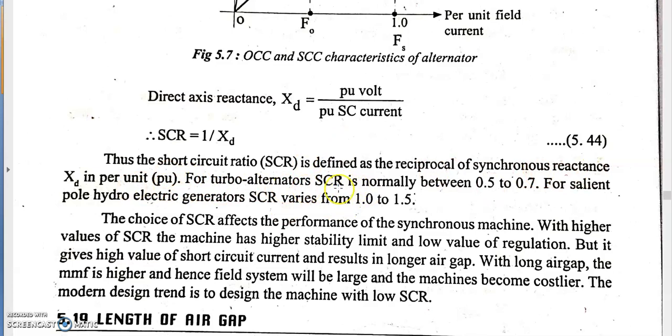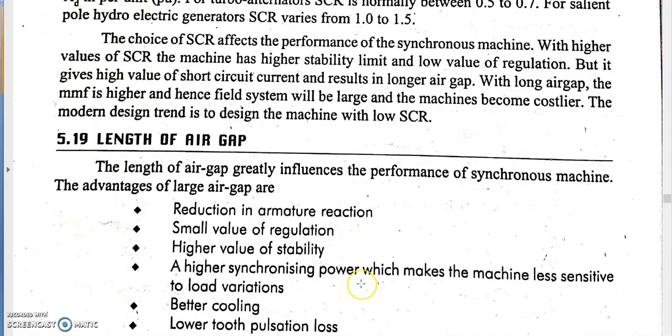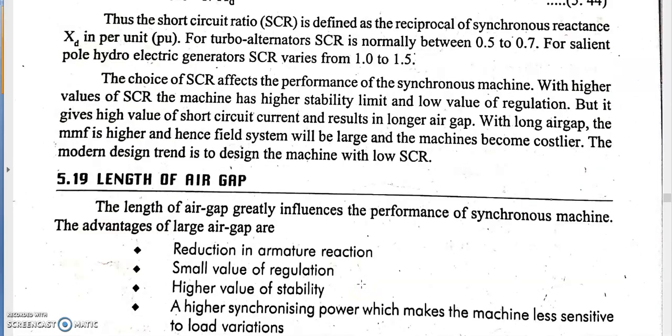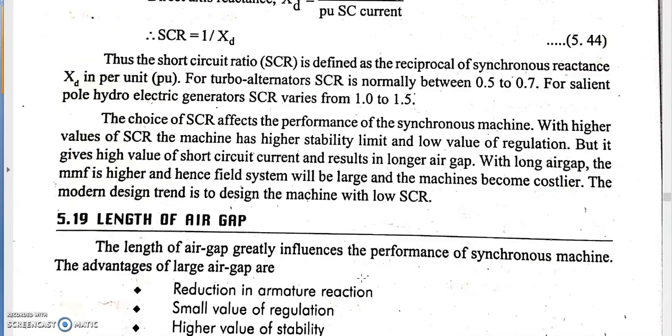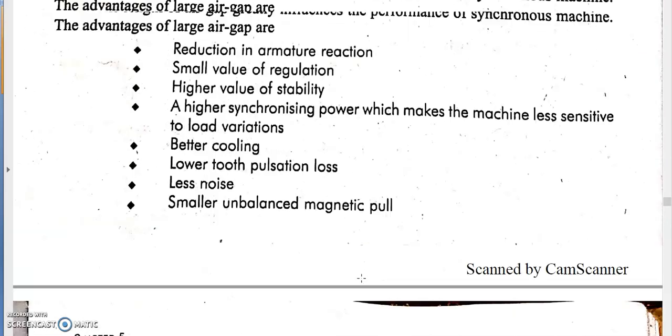So for turbo alternator, this SCR is normally between 0.5 to 0.7. For salient pole alternators, the SCR is 1 to 1.5. And in the design of salient pole machine, next is the length of the air gap.